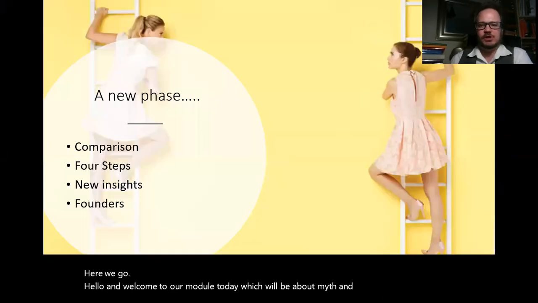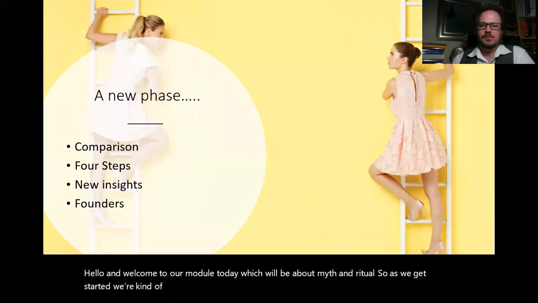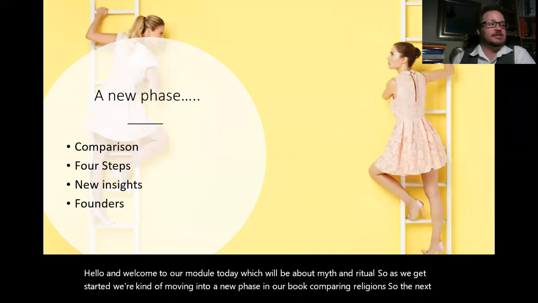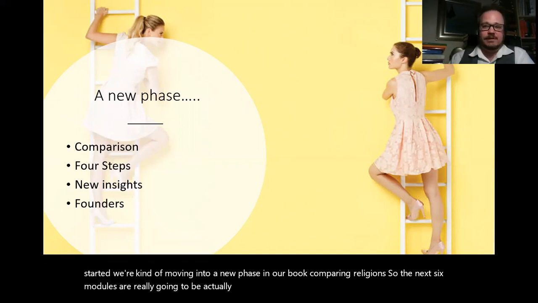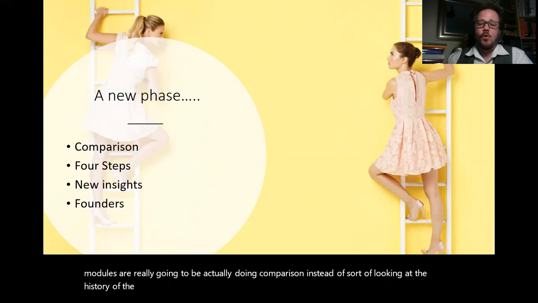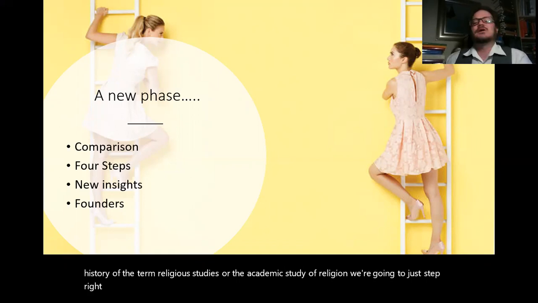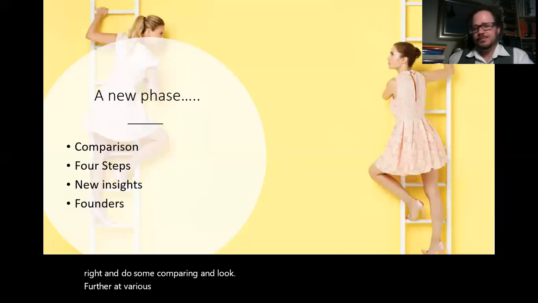So as we get started, we're kind of moving into a new phase in our book, Comparing Religions. The next 6 modules are really going to be actually doing comparison, instead of looking at the history of the term religious studies or the academic study of religion. We're going to just step right in and do some comparing and look further at various analytical categories, but we're going to do them in kind of a less historical manner.